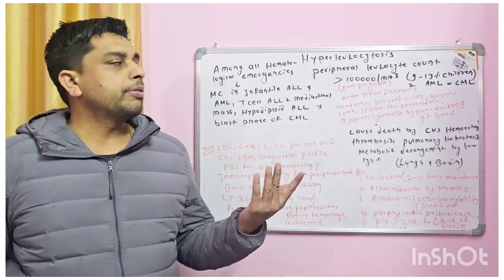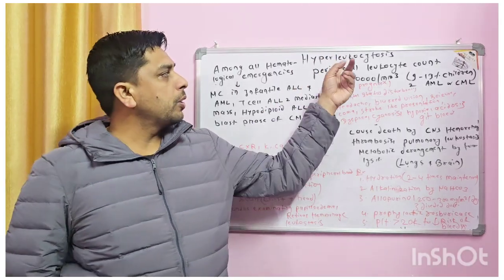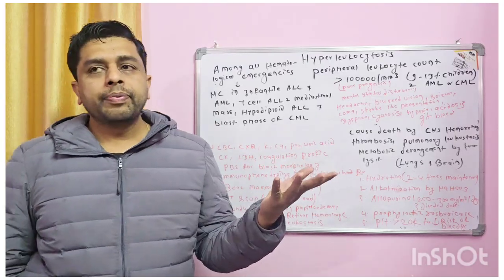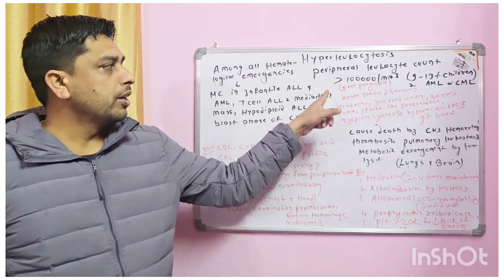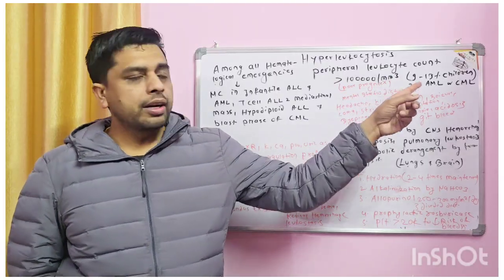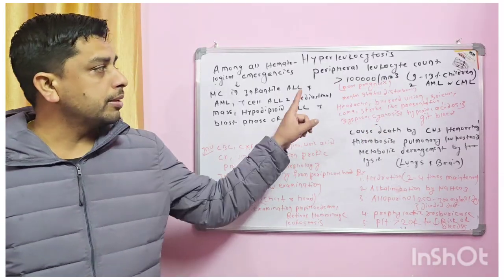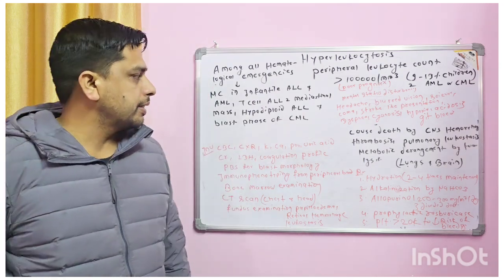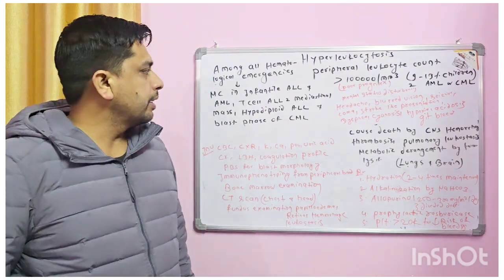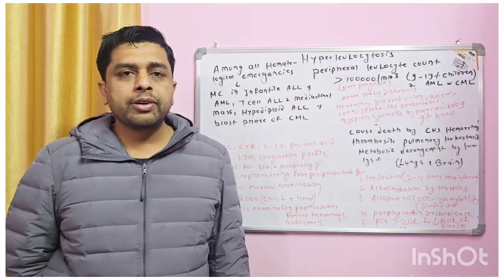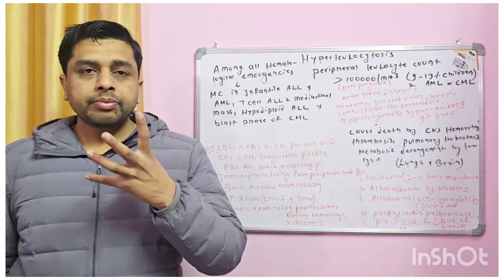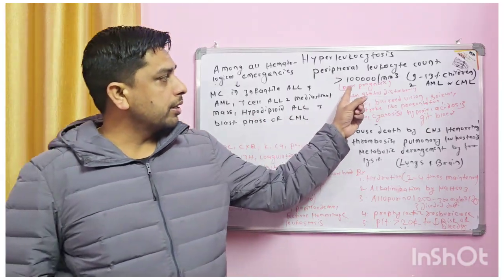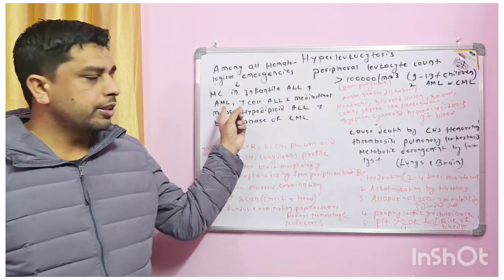The term itself implies: hyper means too much, leukocytosis means leukocytes in the peripheral blood. A total leukocyte count of more than 1 lakh per cubic millimeter is called hyperleukocytosis. Hyperleukocytosis is most commonly seen in acute myeloid leukemia and acute lymphoblastic leukemia, that is T cell ALL. It is most commonly seen in acute myeloid leukemia because the myeloblasts are larger in size than the lymphoblasts, so the count is mostly higher in acute myeloid leukemia.